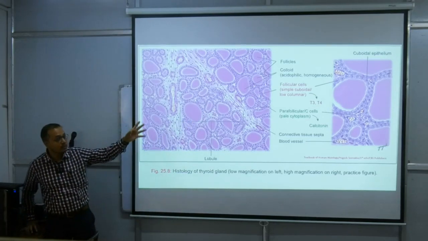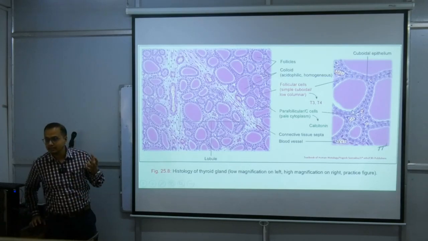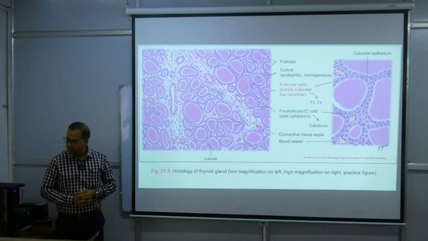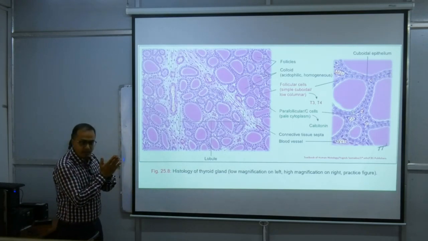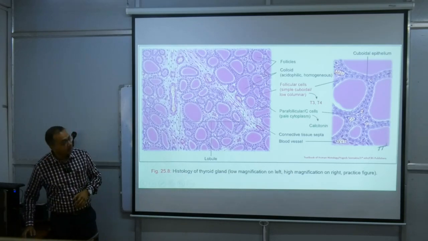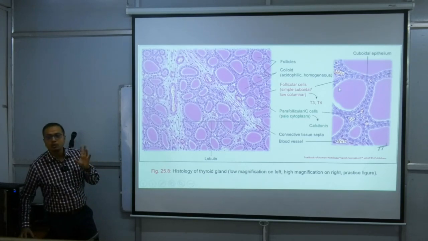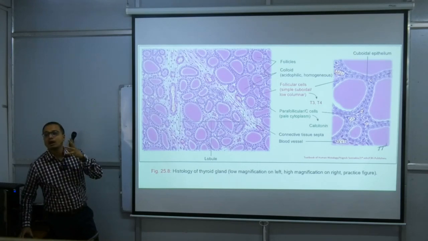Now, how do these follicular cells look? If you zoom in and enlarge it, it looks like this. These are cube-shaped cells, which is why we call them cuboidal epithelium cells. They rest on a basement membrane, and inside this follicle there is a fluid present. We call this fluid follicular fluid, and in colloquial terms we call it colloid. These colloids are rich in iodine content.